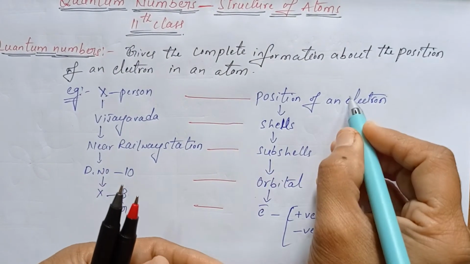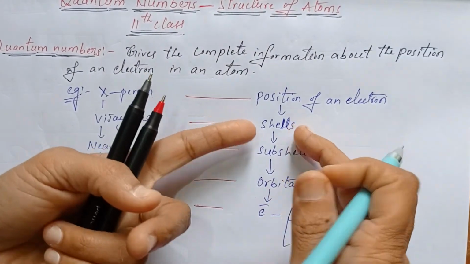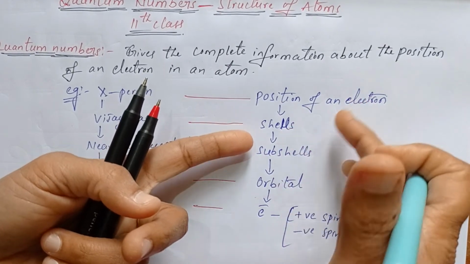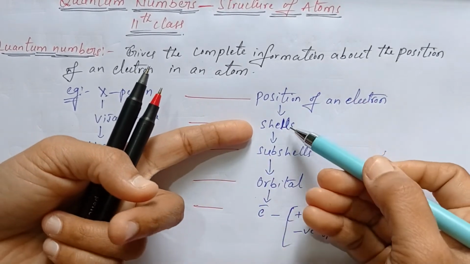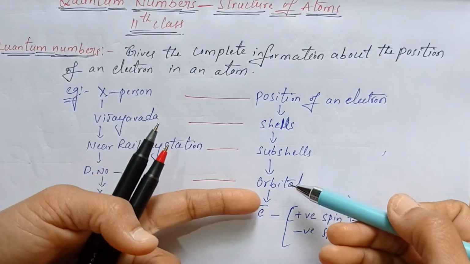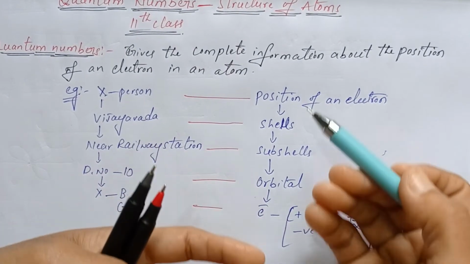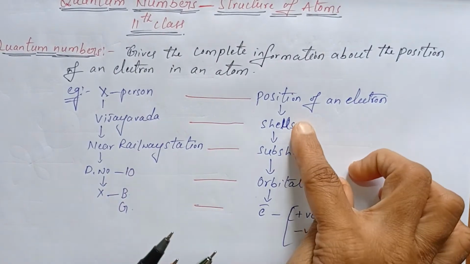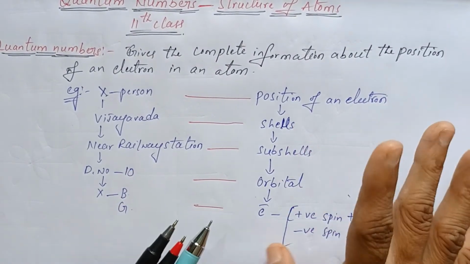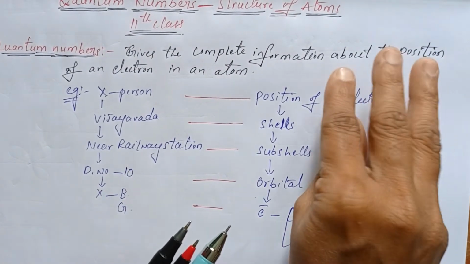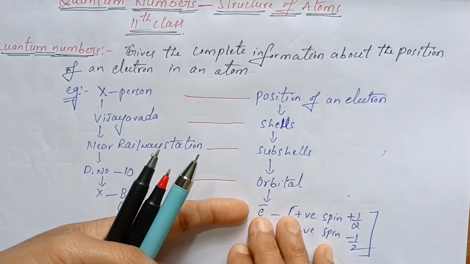So first of all, electrons are present in the shells. In shells, in which subshell is the electron present? Because shells contain subshells. Subshells contain orbitals. Orbitals contain electrons, students. That means here the shells, then subshells, then orbitals, then electrons. So that means electrons are mainly present in the orbital.